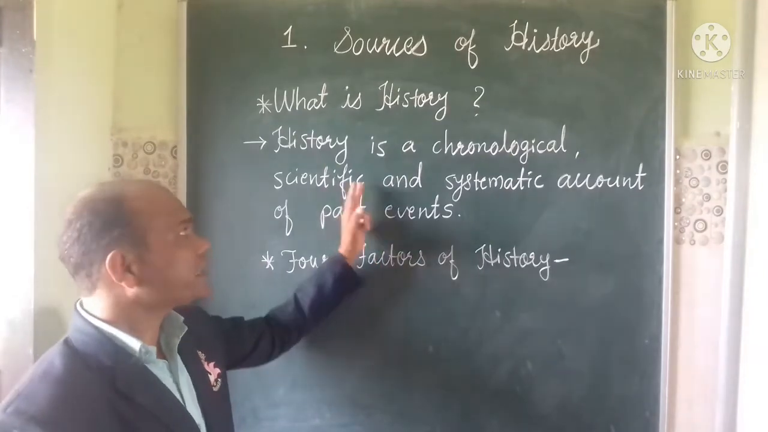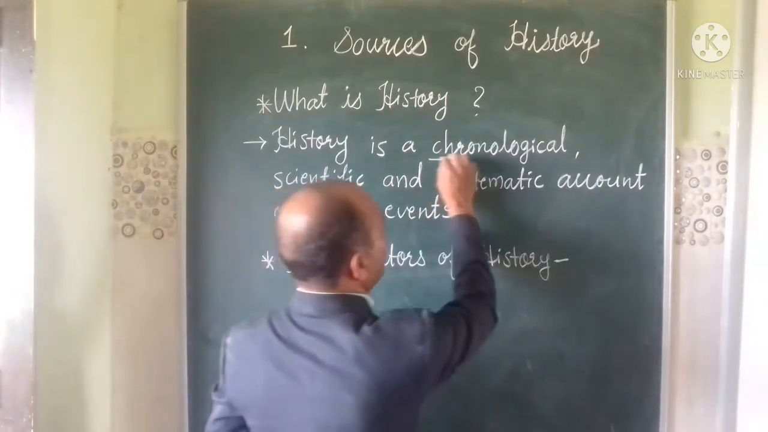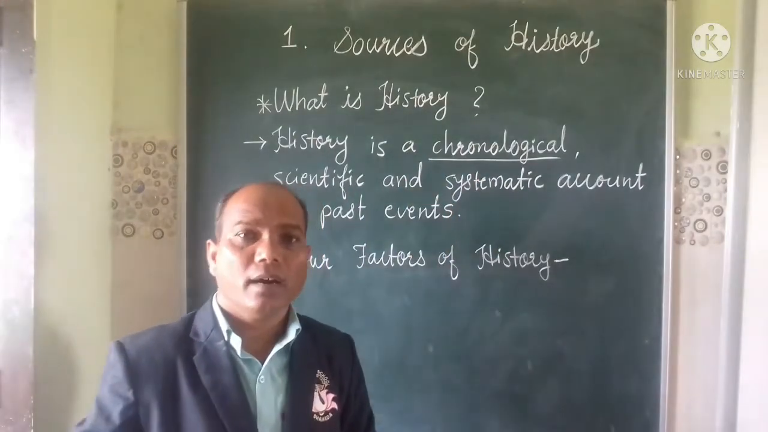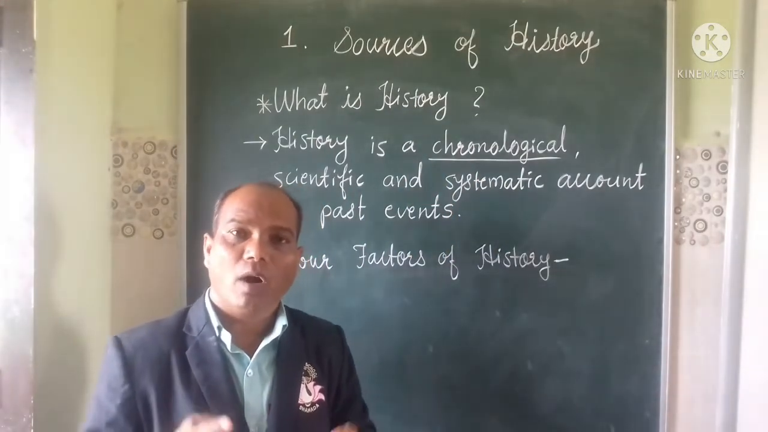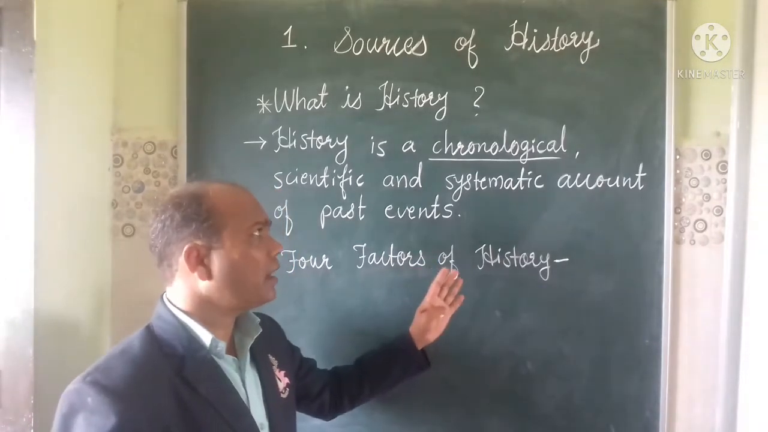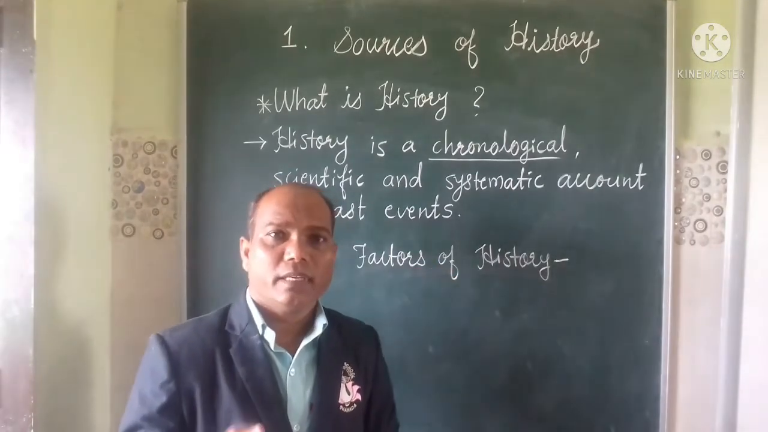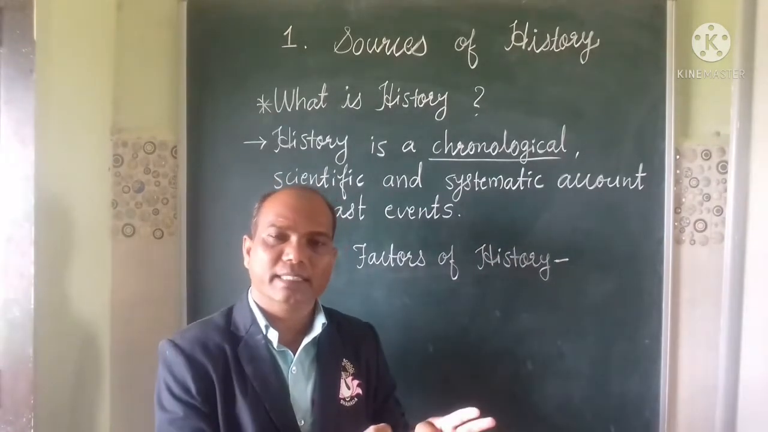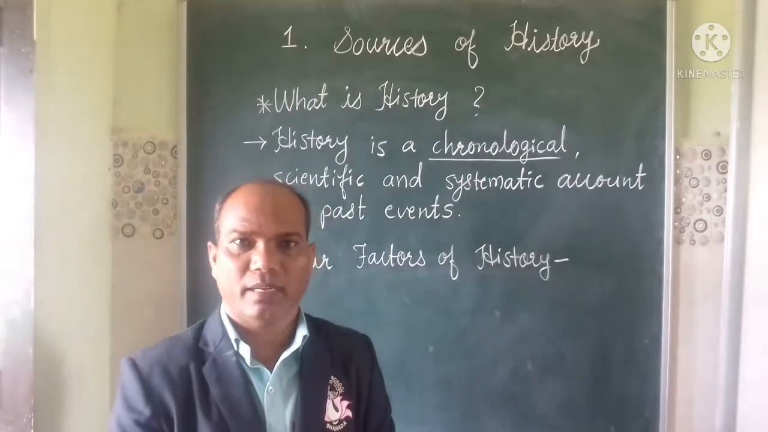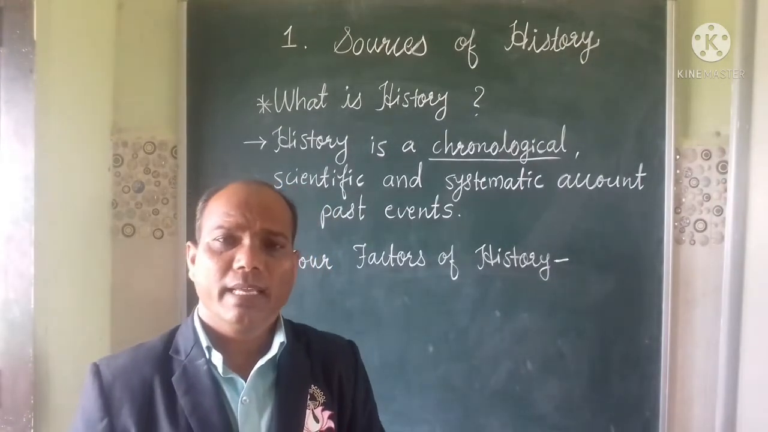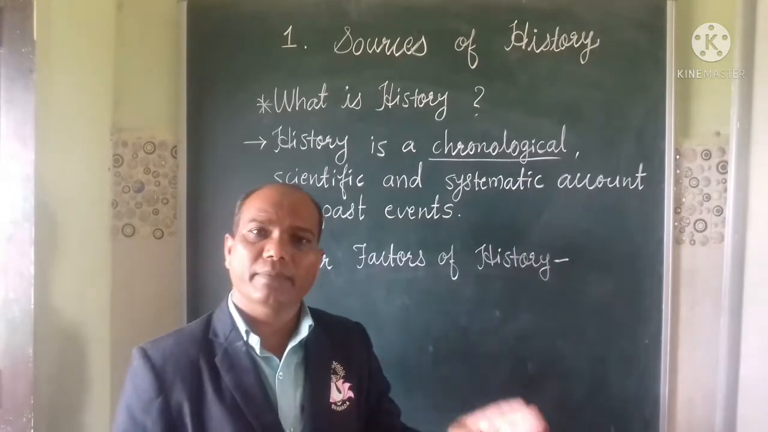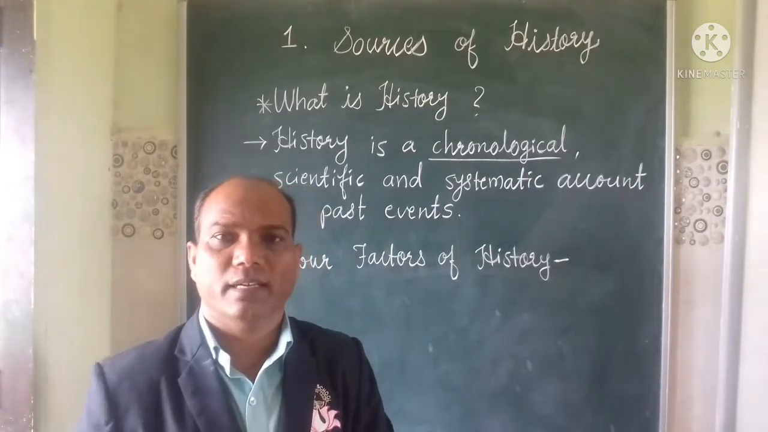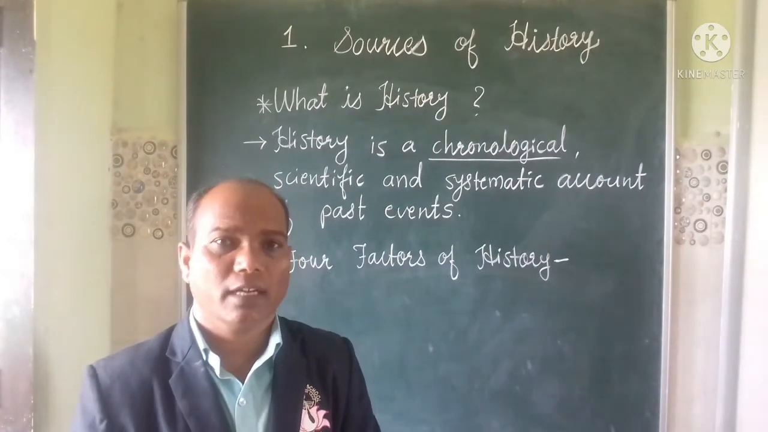Let's study it. History is chronological. What does it mean? Chronological means in the correct order of occurrence. Here in history, we know that different events occur from time to time. The first event occurs, then after that the second event, and after that the next event. In this way, all the different events are recorded chronologically. It means in the correct order.